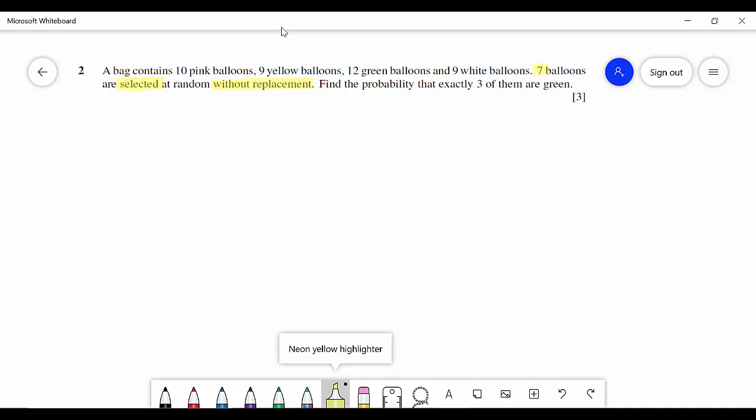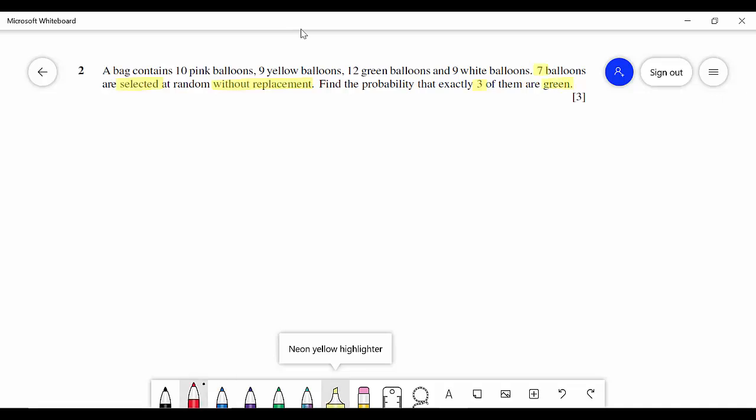Okay, so the word without replacement is also quite important, because this tells you that it does not belong to binomial distribution. If it were with replacement, that means for this question you can consider using the binomial distribution and solve it. All right, but because of this word without replacement, we know that it does not belong to binomial distribution. Okay, and we only want to focus on the number of green balloons.